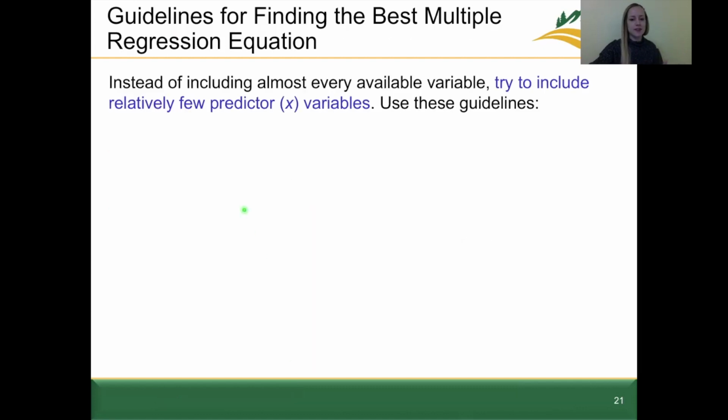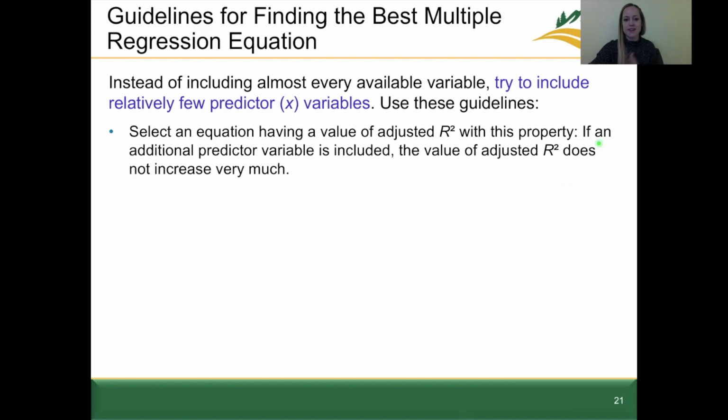Instead of including almost every available variable, we're going to try to include relatively few predictor X variables as possible. How will we know if we should use 4 predictor variables or 3, for example? One way is if an additional predictor variable is included, the value of the adjusted R squared does not increase very much. We'll look at an example of this as well, comparing when we should use 2 predictor variables or just 3 or maybe even just 1.